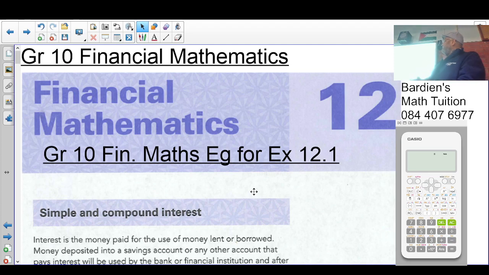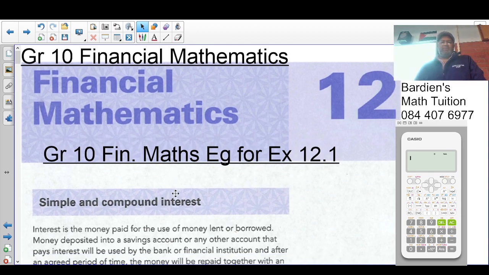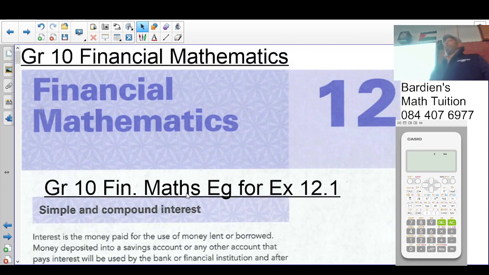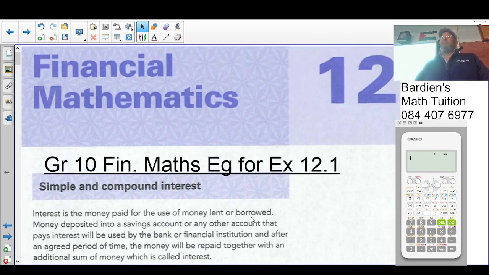Exercise 12.1. We have completed exercise 12.1 already, but as I said, because of load shedding, we didn't do the recording. So in this video we're going to look at the examples for exercise 12.1 and we're going to do the odd numbers as well.